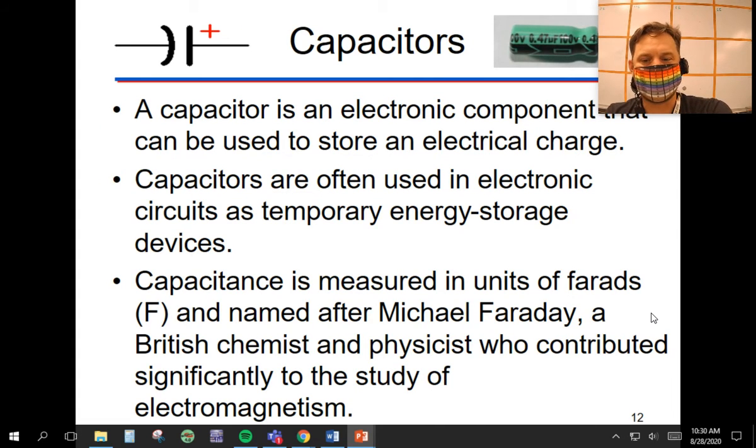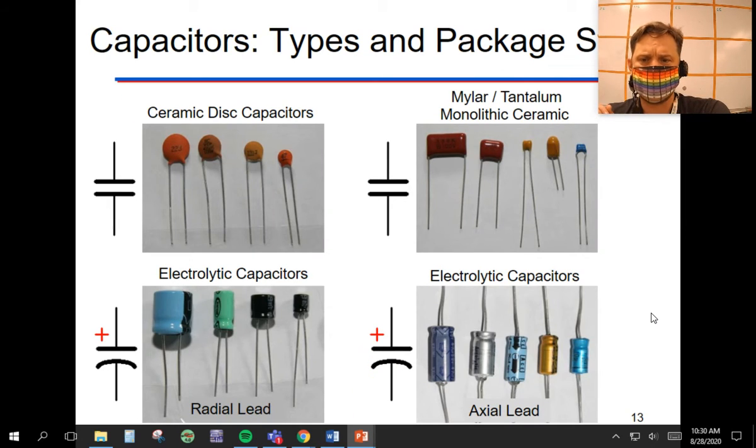Now we're going to talk about capacitors. And a capacitor, basically, if you don't know, is like a little battery. They're named after Michael Faraday. And here we go. The ones on the top left and kind of the bottom left are going to be the ones that we use in class. The ceramic disc capacitors and then the electrolytic capacitors.